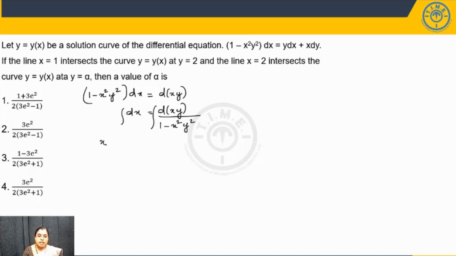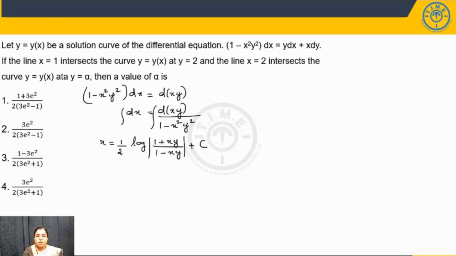Now integrating both sides, what do we get? Here the integral is x, and on the right hand side 1 by a square minus x square. The integral of 1 by a square minus x square is 1 by 2a log (a plus x) by (a minus x). So let's write 1 by 2 into a, a is 1, log (1 plus xy) divided by (1 minus xy) plus c. Now we are given that the line x is equal to 1 intersects the curve y is equal to y of x at y is equal to 2.